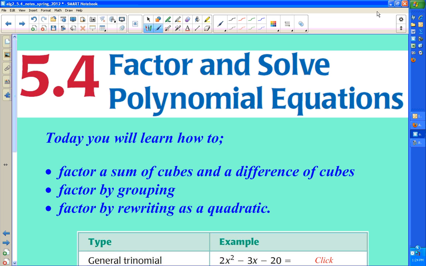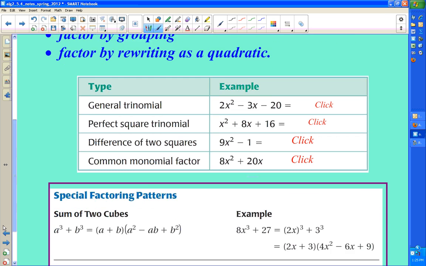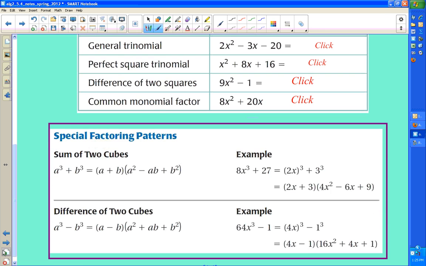Now, what we're going to do is look at some old stuff, but we're also going to go on to sum and difference of the cubes. We're going to talk about factor by grouping and what it means to be in a quadratic form even though it's not a quadratic. So we're going to look at those along with some of the review stuff. Whenever you see this kind of thing, this comes right out of your book, so you probably see these things somewhere in your book.